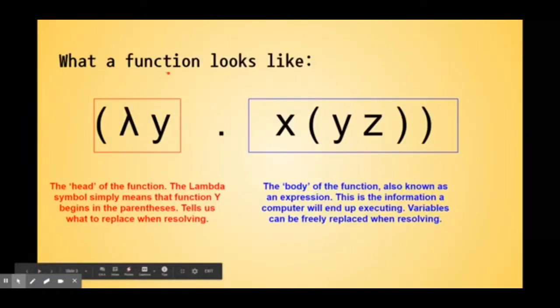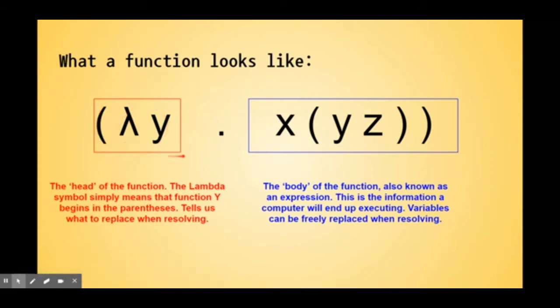So this is what a function looks like. This is the head of a function. The lambda simply means that the function begins in the parentheses. This tells us what to replace when resolving. This is the body of the function, also known as an expression. This is the information a computer will end up executing. Variables can be freely replaced when resolving this function.